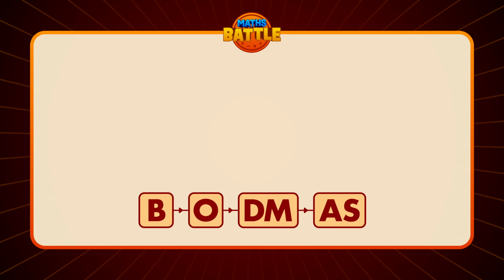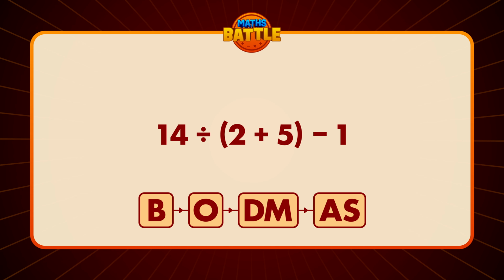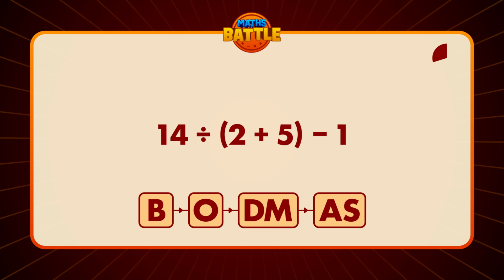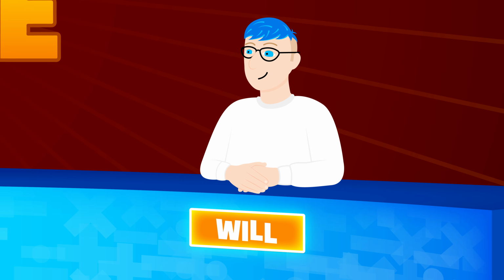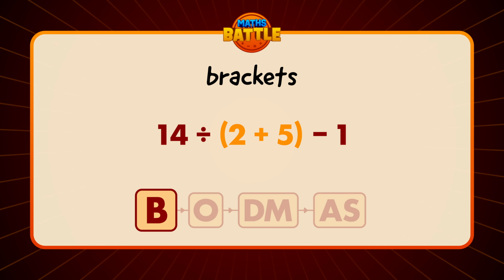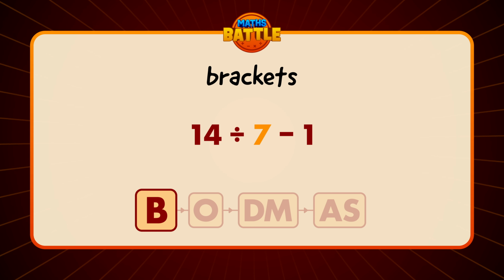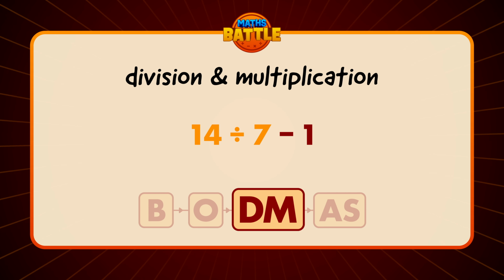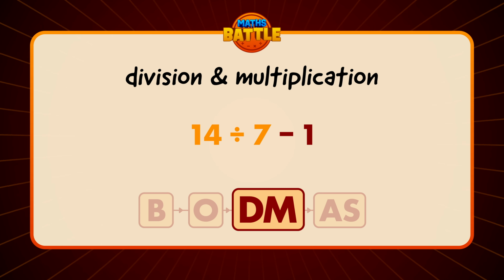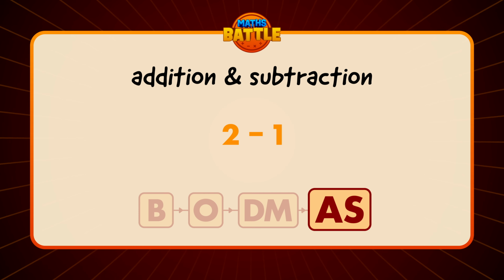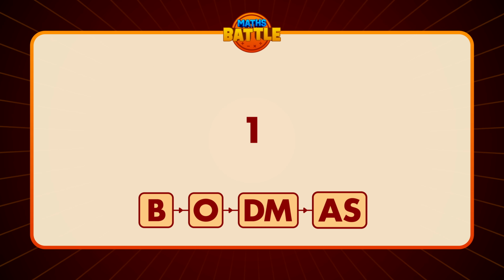Perfect, Susan. Here's the last one. 14 divided by brackets 2 plus 5 minus 1. Will, what do you think? Okay, so I'll start with the brackets. 2 plus 5 is equal to 7. I can't see any orders, so I'll move on to division and multiplication. 14 divided by 7 is equal to 2. Finally, let's do addition and subtraction. I'll do 2 minus 1, which is equal to 1.